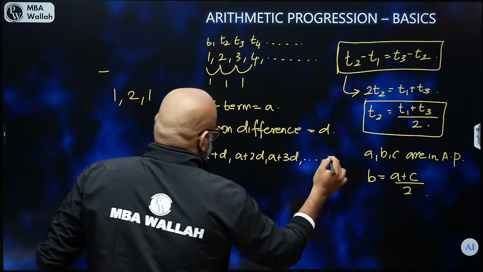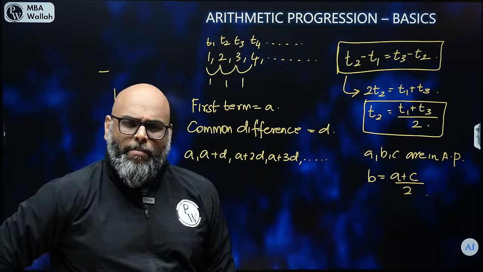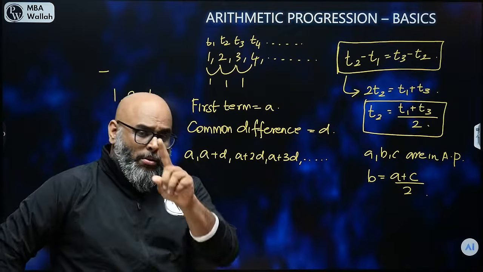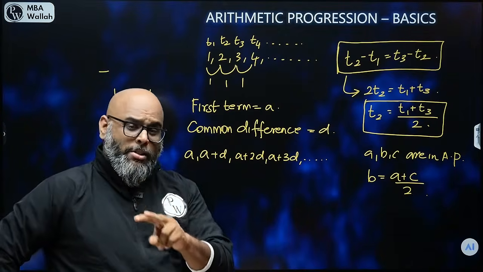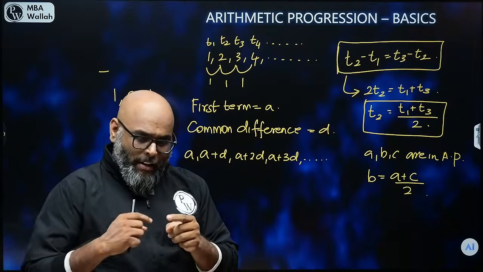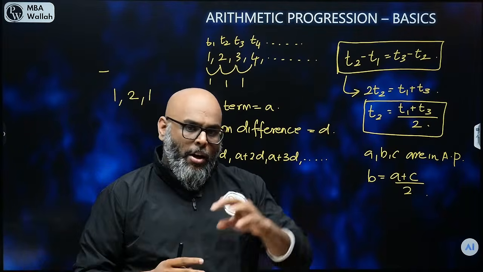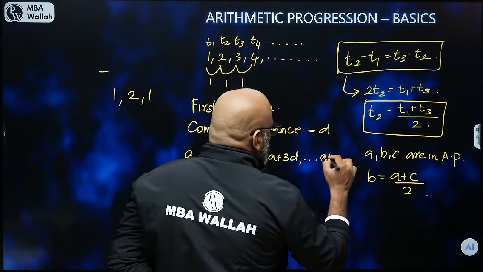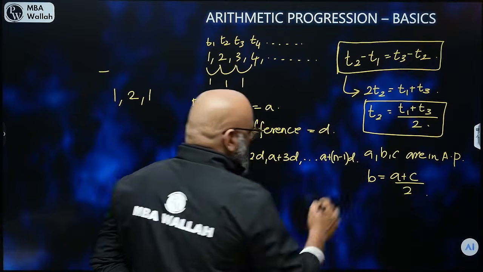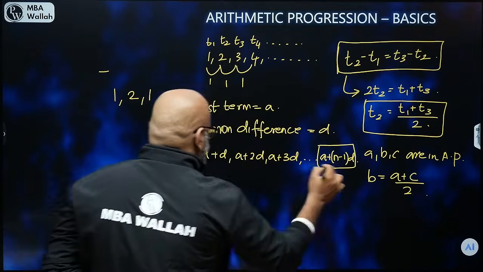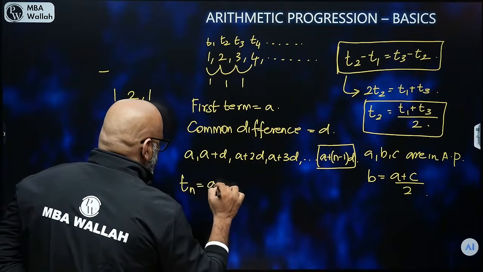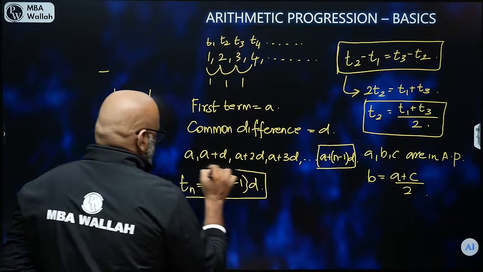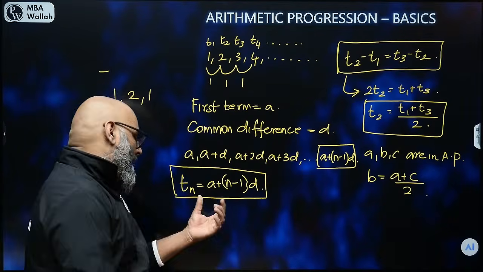What will be the last term of an AP? Now notice this, the first term has 0 D's in it, second term has 1 D, third term has 2 D's, fourth term has 3 D's, 10th term will have 9 D's in it, 100th term will have 99 D's. So the nth term will have A plus n minus 1 into D, and this is what we call Tn is equal to A plus n minus 1 into D. From here I am arriving at my second idea.